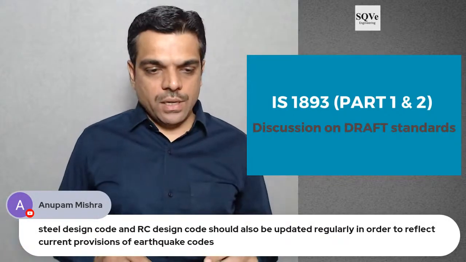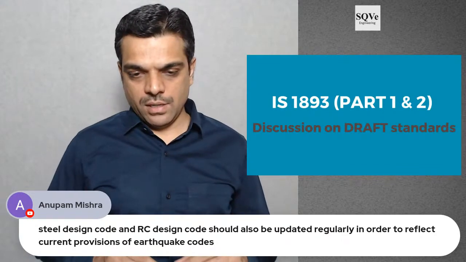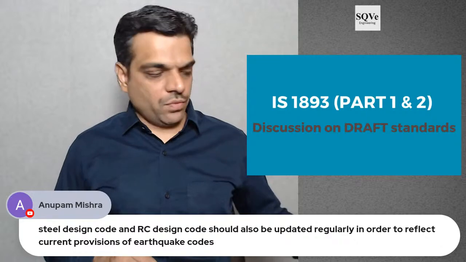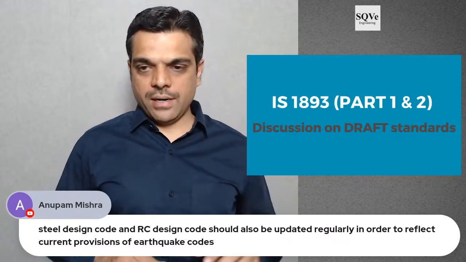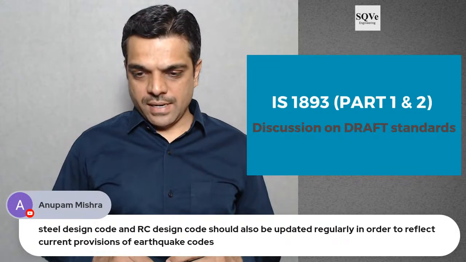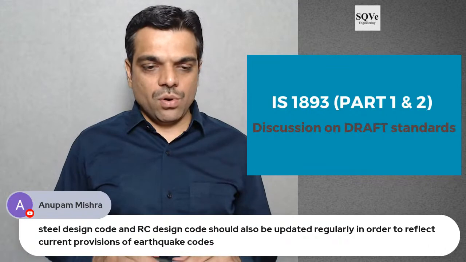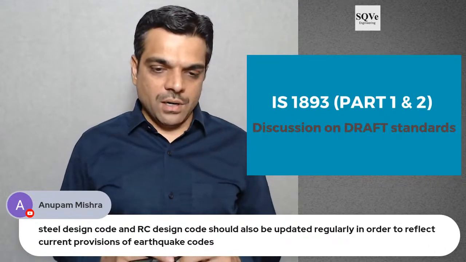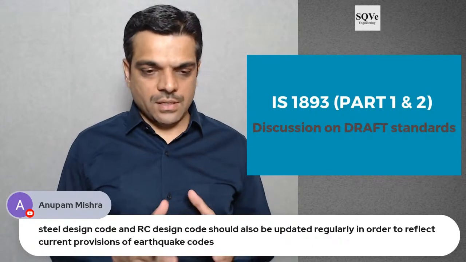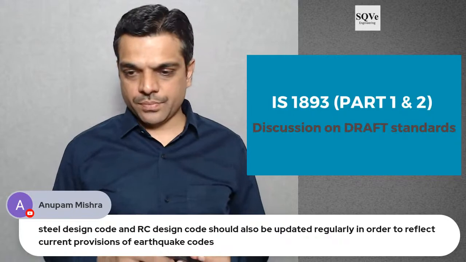Steel design code and RC design code should also be updated regularly in order to reflect current provisions of earthquake codes. Yes, you're absolutely right, and that's what is getting planned according to me, as it is said that for IS 13920 all different parts are under formulation. So definitely certain part will be for the concrete structures and for the steel structures, etc.